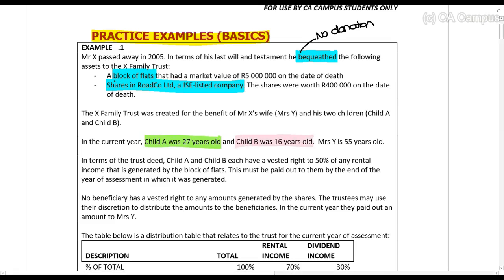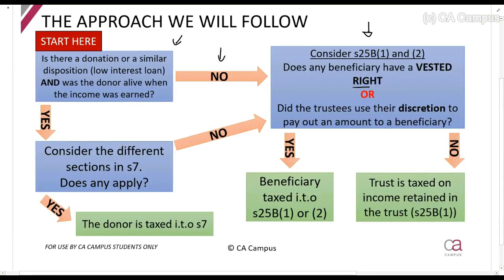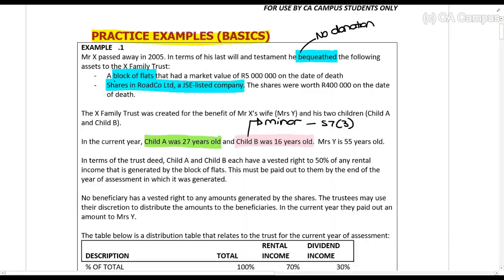Now, I'm going to just point out something here which is very important, and that is that child B is a minor. Now, the problem is what a lot of people will do is immediately when they see the minor, they want to go and apply section 7.3. But you have to remember that there was no donation. So you cannot apply section 7. Section 7 only applies if you say yes to the question about whether or not there was a donation. So that's important to remember. And Mrs. Y is 55 years old.